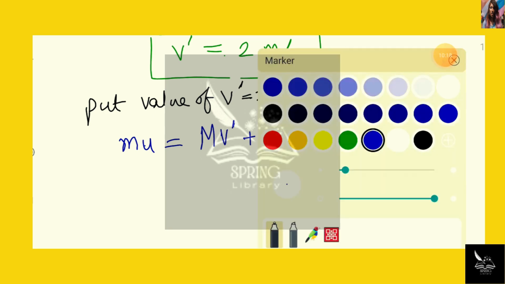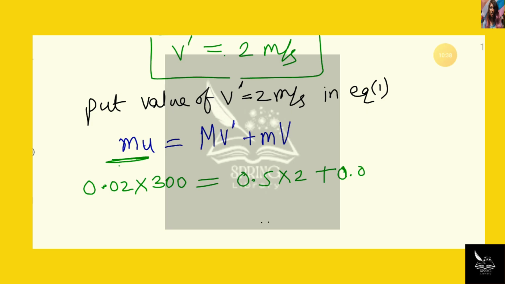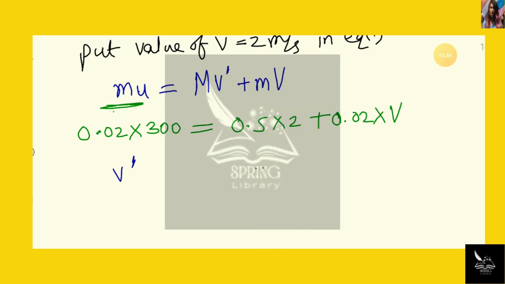So now substitute the data. mu will be written as 0.02 multiplied by u, that is 300, is equal to capital M multiplied by v dash, that is 0.5 multiplied by 2, plus small m, that is 0.2, multiplied by v. So now simplify it, then I will get the value of v after solving, v equal to 250 meter per second. So this is the answer to the given question.